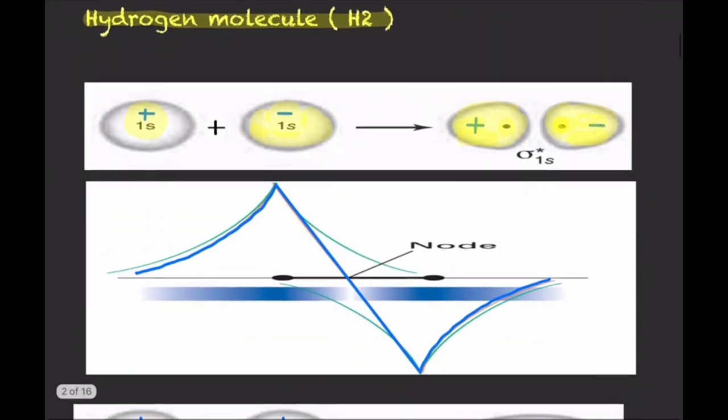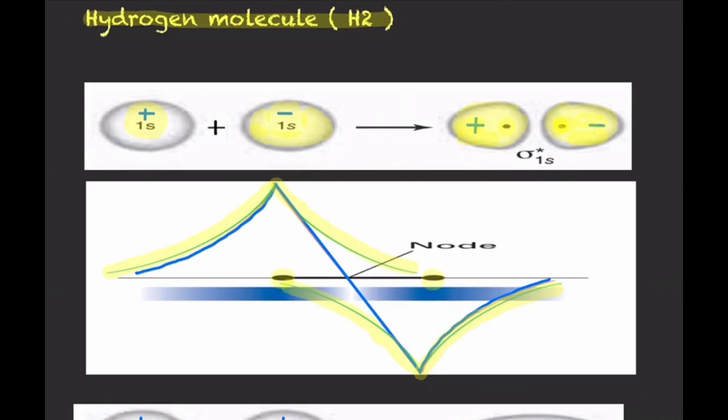And in this graph we can see how the wave functions are changing. This is the nucleus of one atom and this is the wave associated with the 1s atomic orbital. It is symmetric about this nucleus. We can say that this tells about the probability density on this curve. Same way, since the other atomic orbital is in opposite phase, this is the nucleus of that hydrogen atom, and this is the distribution of electron density near the nucleus of that hydrogen atom.